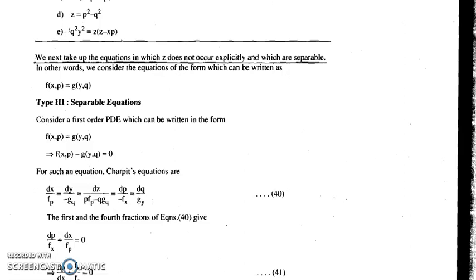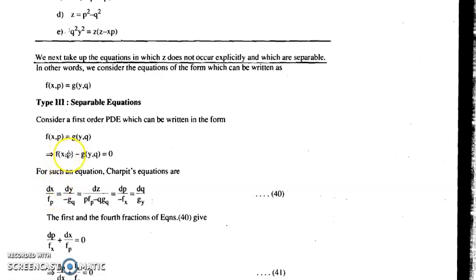Now, the third type of equations are called the separable equations. If your PDE can be put in the form f of x, p equal to g of y, q, we'll look at how to find the solutions. This is what we call separable equations. So if f of x, y, z, p, q can be put in the form f of x, p equal to g of y, q, then the Charpit equation will be written as dx by first derivative with respect to p.